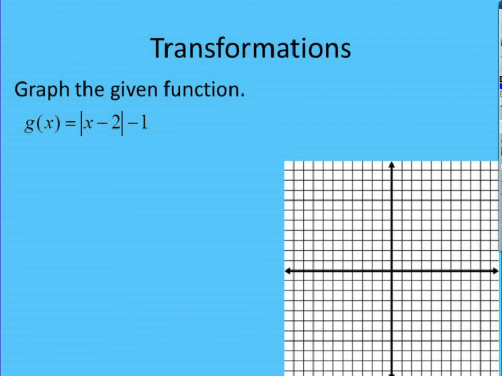If we look at this example, this time we do have a value inside that absolute value and one outside. Let's first graph that parent function. Our parent function still is just the absolute value.